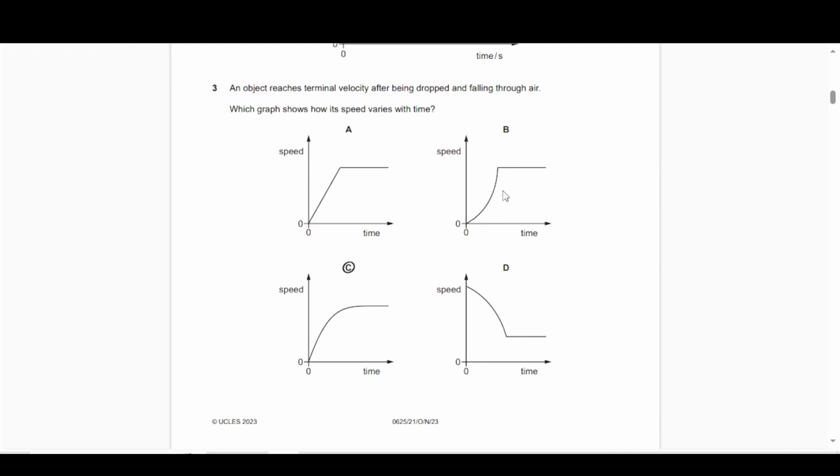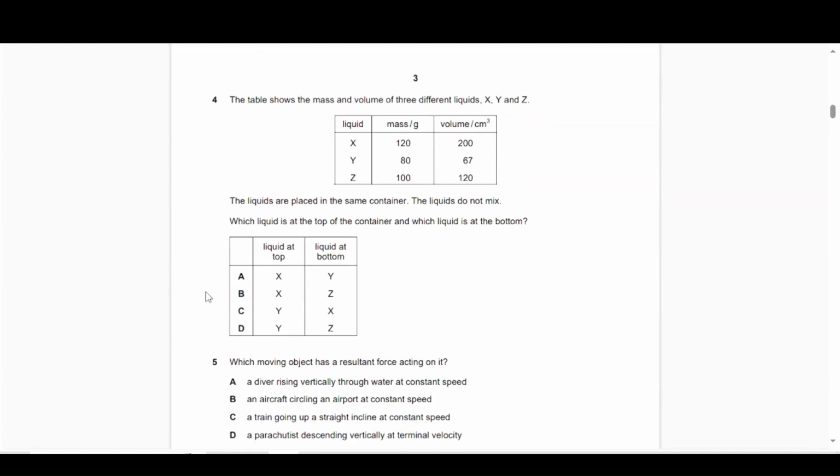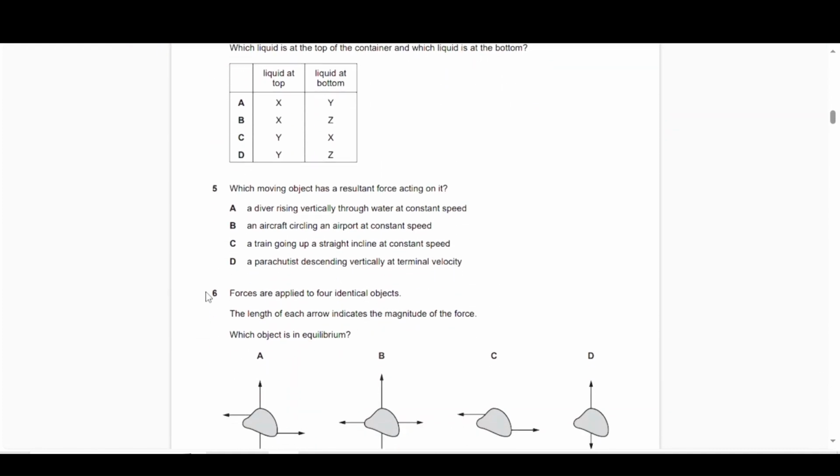So in the case of B, we know that is essentially a positive non-linear rising gradient, which means the speed keeps increasing and then it becomes constant. That's not true. The speed keeps decreasing and then it becomes constant. We know in the case of D, that shows an object that is decelerating and then has a constant speed. That is not true because when an object falls, again, without a parachute-assisted fall, it is going to be accelerating initially. So that leaves us with C. C gives us the right profile of a falling body, which reaches terminal velocity.